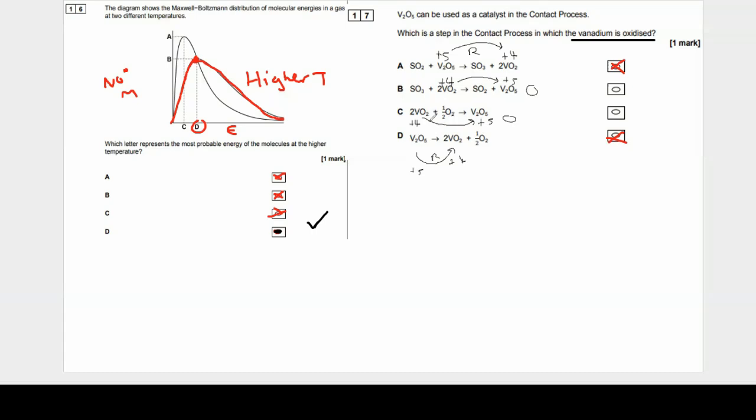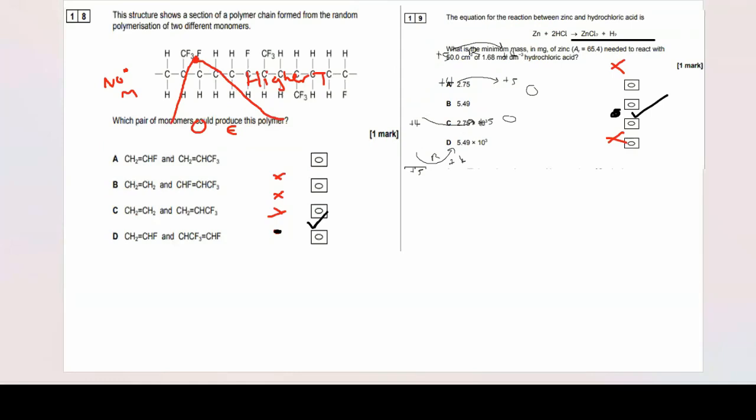So in the contact process, the vanadium gets reoxidized. So first of all, it's reduced, and then it gets reoxidized with oxygen. And you just got to know your contact process, and then you'll know that step. All right, let's move on.